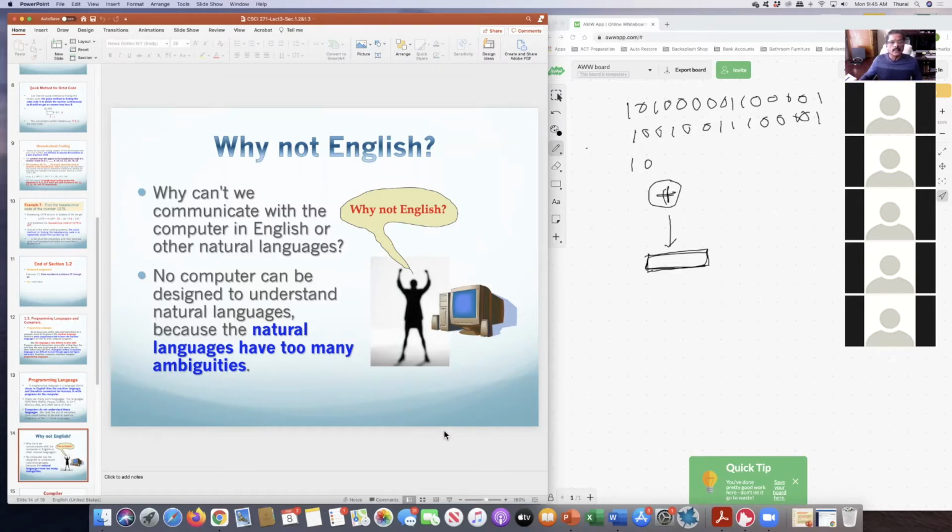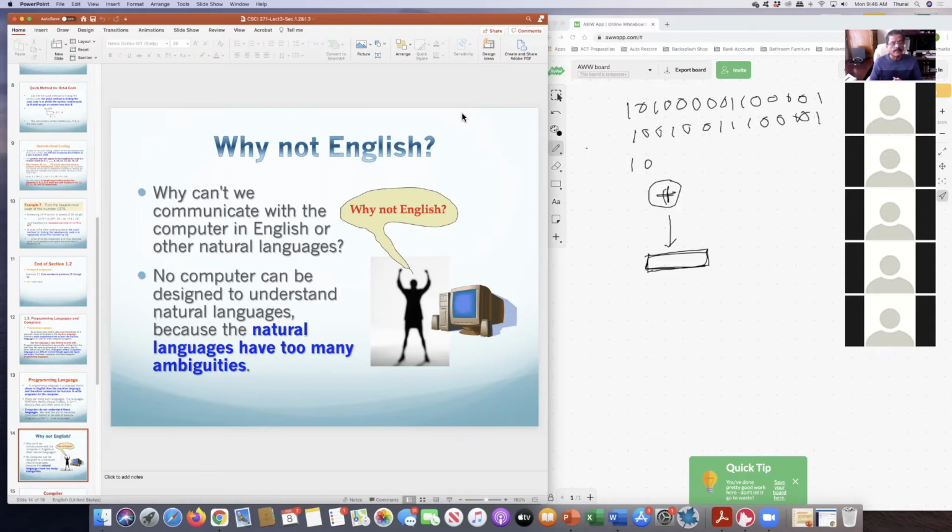So my next question is, why not English? Why can't we write programs in English? The problem is English has its own, not only English, all natural languages have these ambiguities. Words have different meanings depending on the sentence sometimes. And also, to have the same meaning, there are multiple words that give you the same meaning. So all that cannot be allowed in a computer programming language, and a compiler cannot be designed.